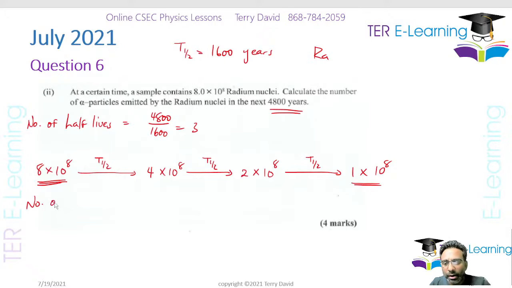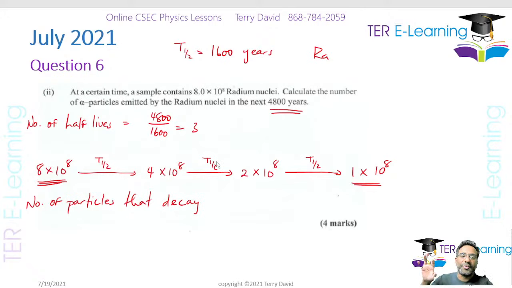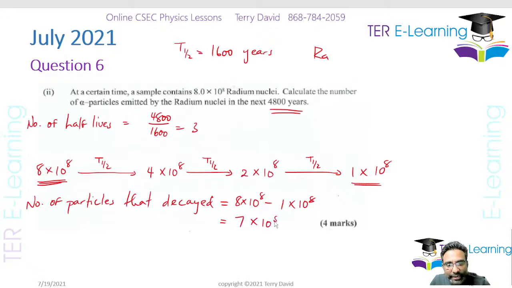So the number of particles that actually decayed, those are the particles that converted from radium into radon. So the number of particles that decayed is going to be 8 by 10 to the 8 minus 1 by 10 to the 8, because you started off with 8 by 10 to the 8 and now you have 1 by 10 to the 8. So this is how much actually decayed. That's the number of radium nuclei that actually decayed.